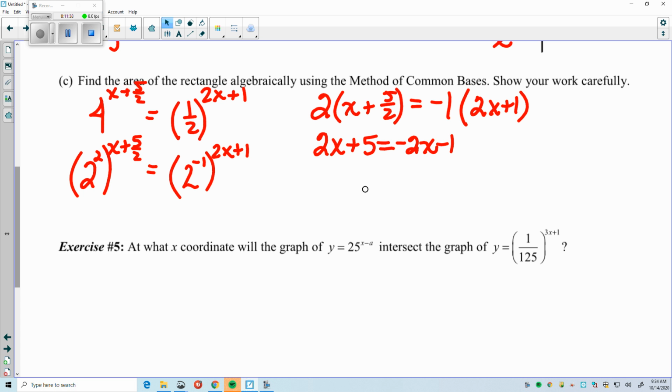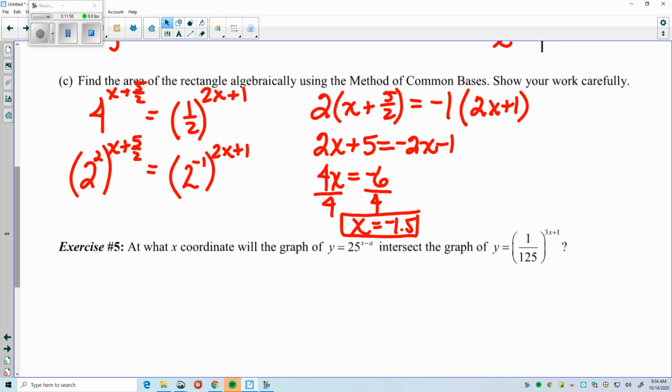Okay. I'm going to move the 2x over, so that's going to get me 4x. I'm going to bring the 5 to the side, subtract the 5 over. That should get me negative 6. And when I divide to solve, I'm going to find x is negative 1.5, or negative 3 halves.